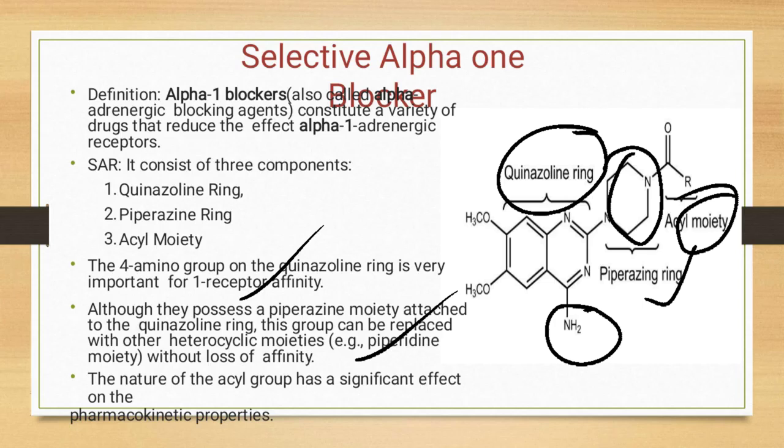So there must be the presence of this type of heterocyclic ring, which is responsible to maintain the alpha 1 receptor antagonist effect. Then this acyl moiety is responsible for the pharmacokinetic properties. So they are responsible to maintain the pharmacokinetic properties.